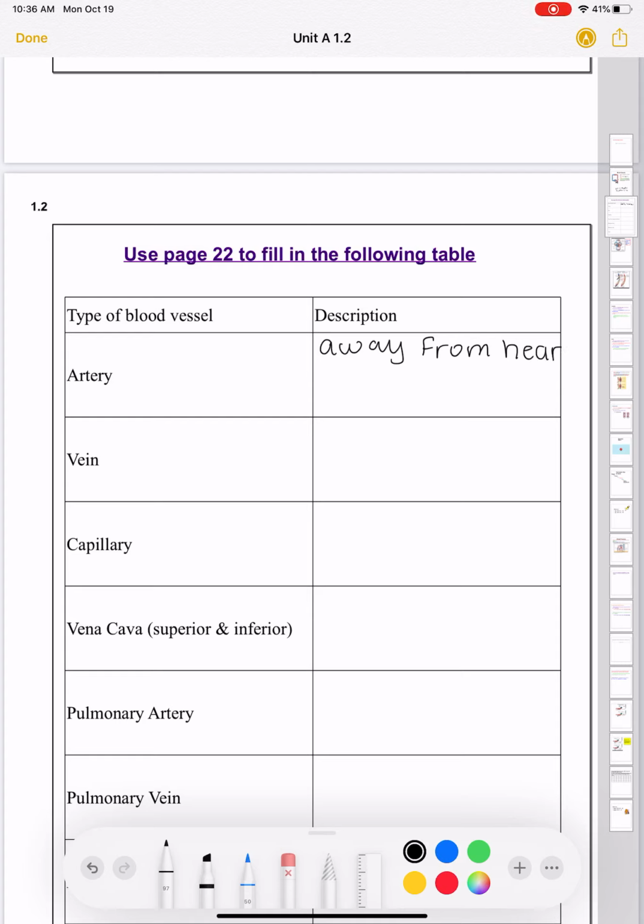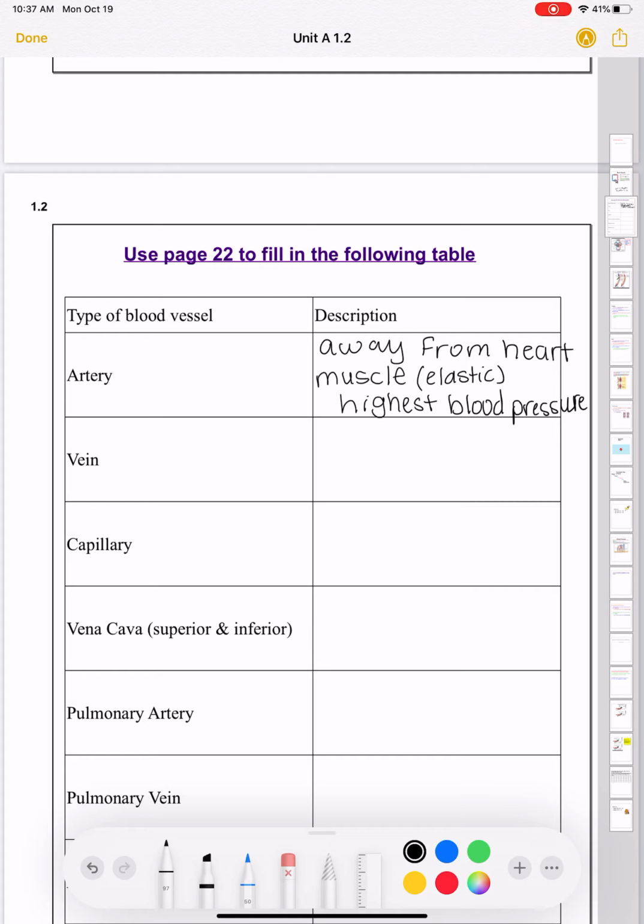And what's really important about these is that they have lots of muscle. Okay, so they have lots of muscle, they're very elastic. And that's because at the arteries it has the highest blood pressure. All right. It's highest because that's coming right from the heart. That's where the pump is. And as it gets farther away from that pump, it would become less and less pressure.